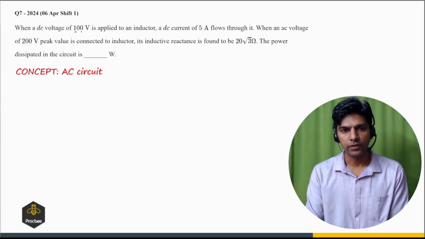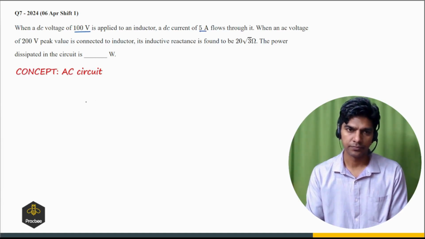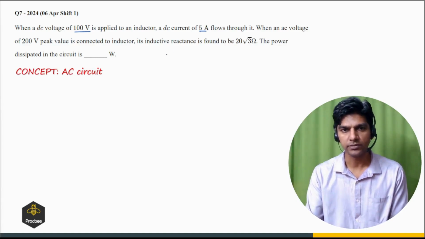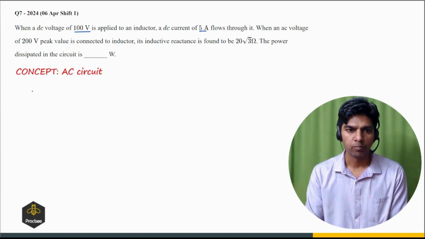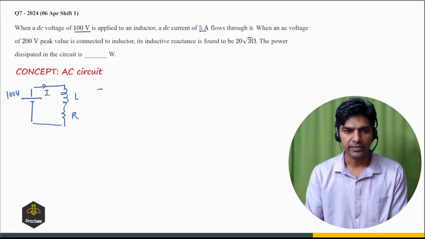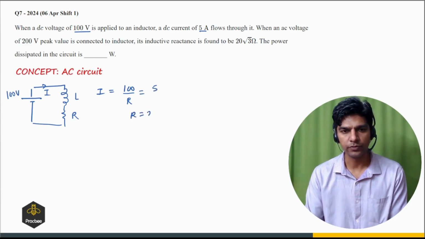When a DC voltage of 100 volt is applied to an inductor, a DC current of 5 ampere flows through it. Since we have a finite current in the inductor, it means the inductor must have some resistance. If I draw the circuit, we have 100 volt and an inductor with some internal resistance R. The steady state current will be E by R, so 100 by R, and the current is 5. So R comes out to be 20 ohms.